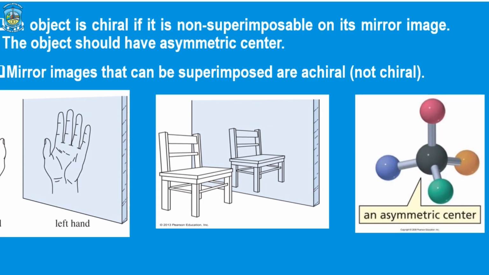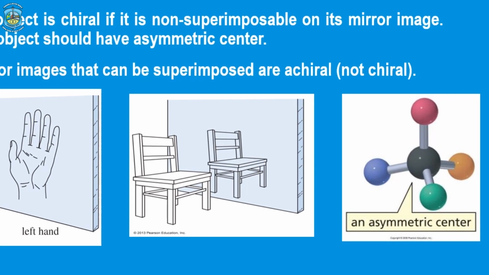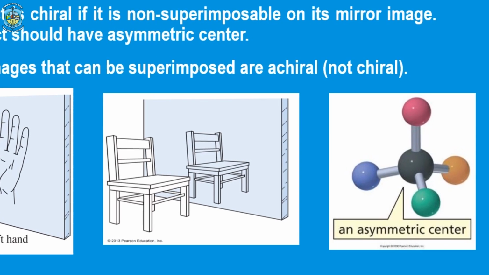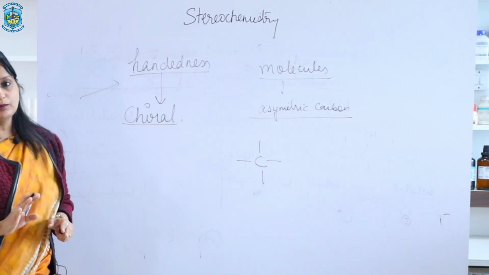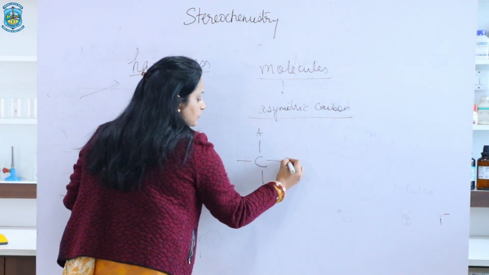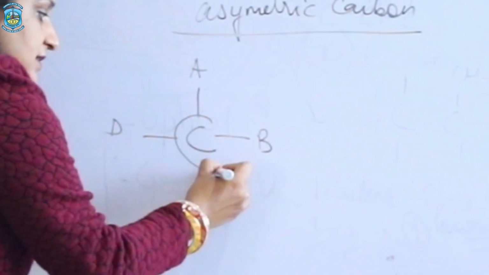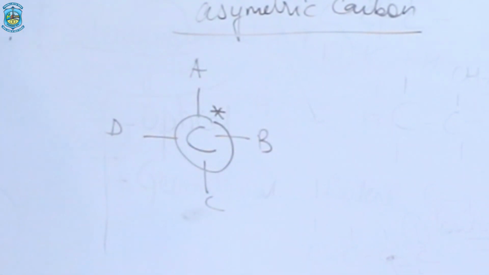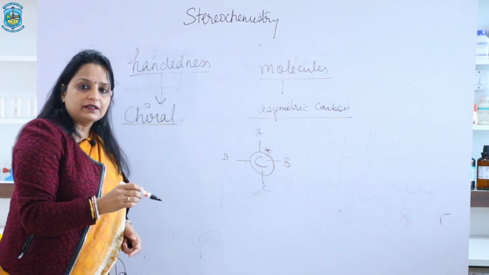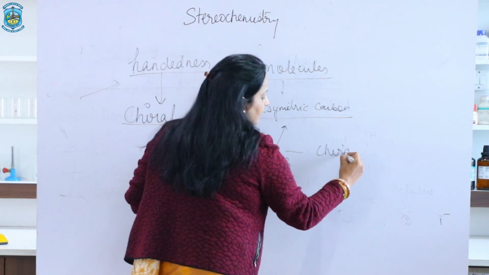So, asymmetric carbon. Now, let us discuss what is asymmetric carbon. You all know symmetry. Asymmetry means, as you all know, that carbon has a valency of 4 and it can form 4 covalent bonds. Now, suppose it forms 4 covalent bonds with 4 different types of atoms, then I will categorize this carbon as asymmetric carbon. So, a carbon with 4 different atoms attached to it becomes the asymmetric carbon, and chirality arises.